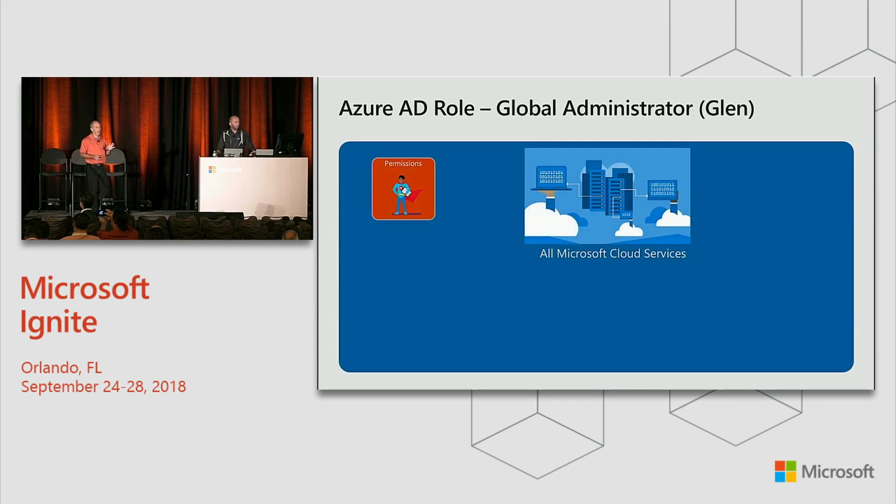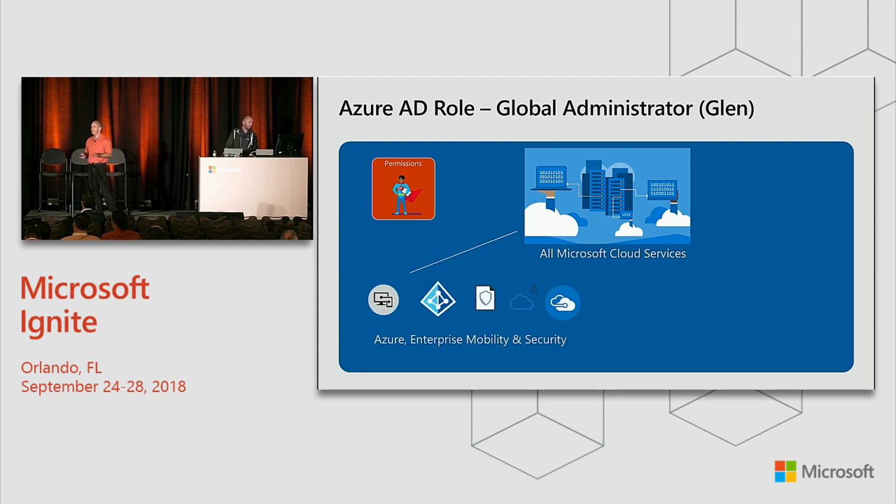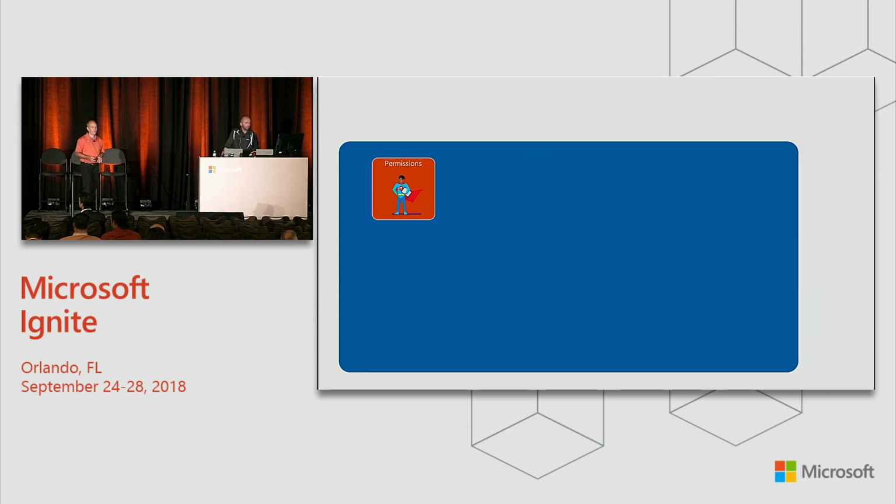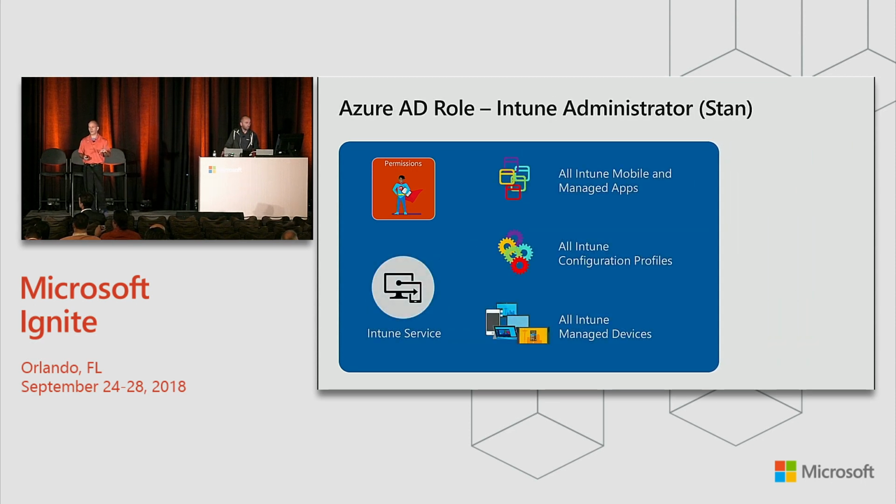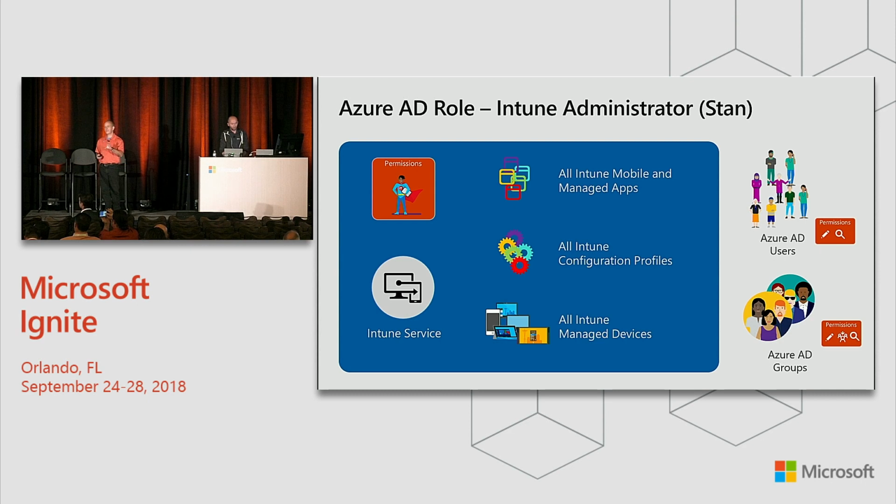Our Azure Active Directory Global Administrator, in this case Glenn, has full permissions to all of our services, as well as Office 365. Our Intune Service Administrator, however, has limited permissions only within the Intune service. He can manage everything in Intune, see all the mobile devices, all the managed apps, all the configuration profiles, but now he has limited permissions for things in Azure Active Directory, such as users or managing group membership.